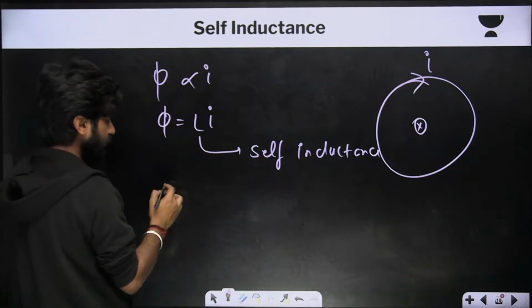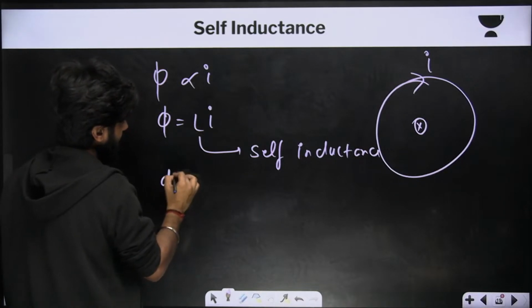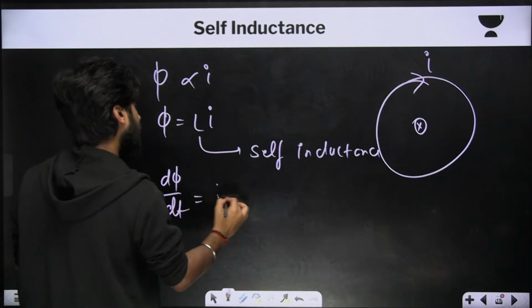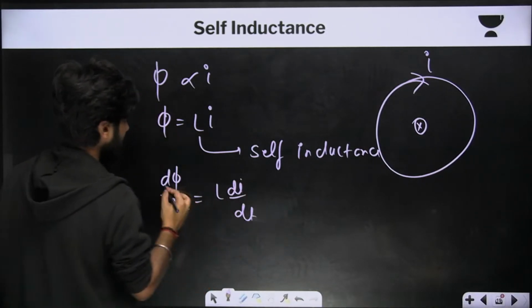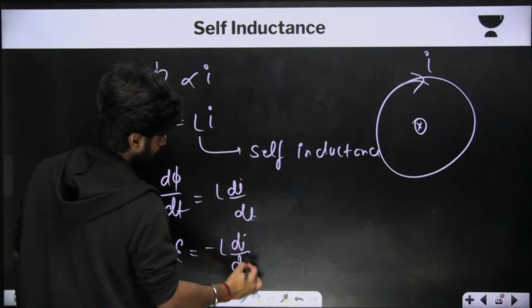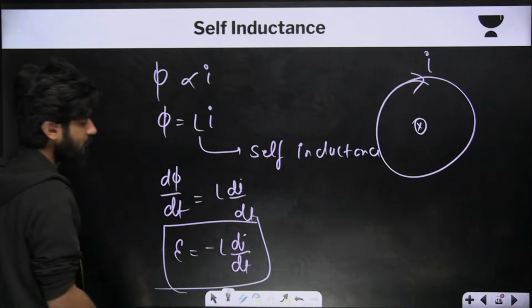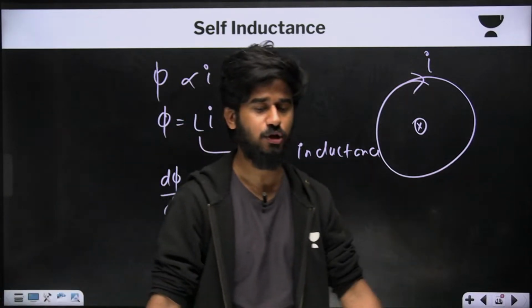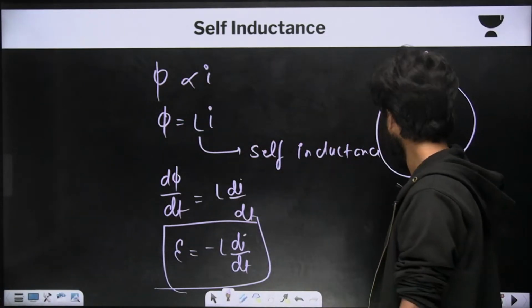Right? Now just differentiate it. So it will be simply d phi by dt equals L di by dt. So this is what? Induced EMF, E is equal to minus L di by dt. This is the expression of induced EMF. Any doubt? Now, next thing.